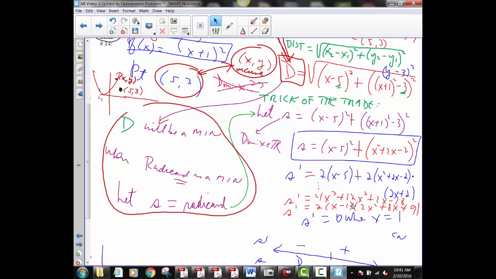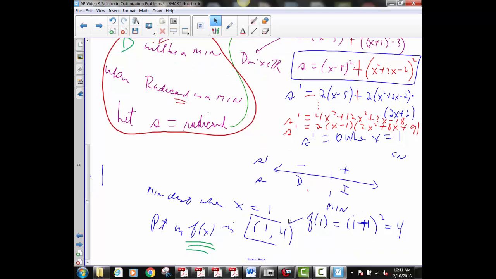Here's your equation, the derivative, the critical numbers. Okay, you find out there's a min at 1, plug 1 into the original function, and you'll find that it's the point 1,4. So it happens when x equals 1 and when y equals 4.